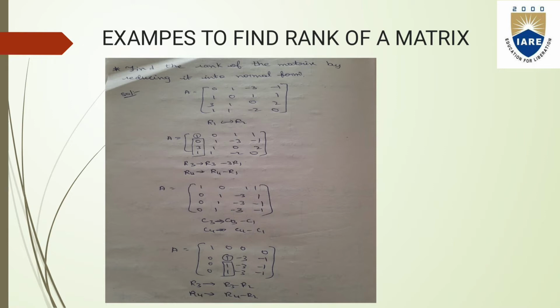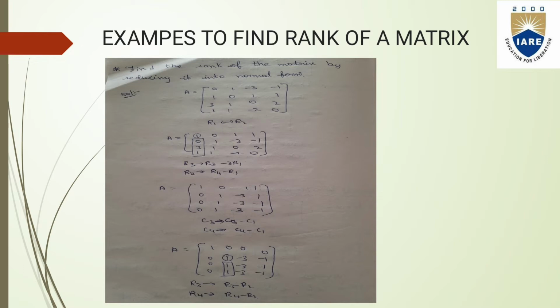The method which we follow is that the first row, first element should be non-zero, and the elements below it will be made 0 using row transformations. If you see in the given matrix, the first row, first element is 0, so we are exchanging row 1 with row 2 to satisfy our condition. After that, the row transformations are row 3 changes to row 3 minus 3 row 1, and row 4 changes to row 4 minus row 1. After that transformation, you will get a matrix.